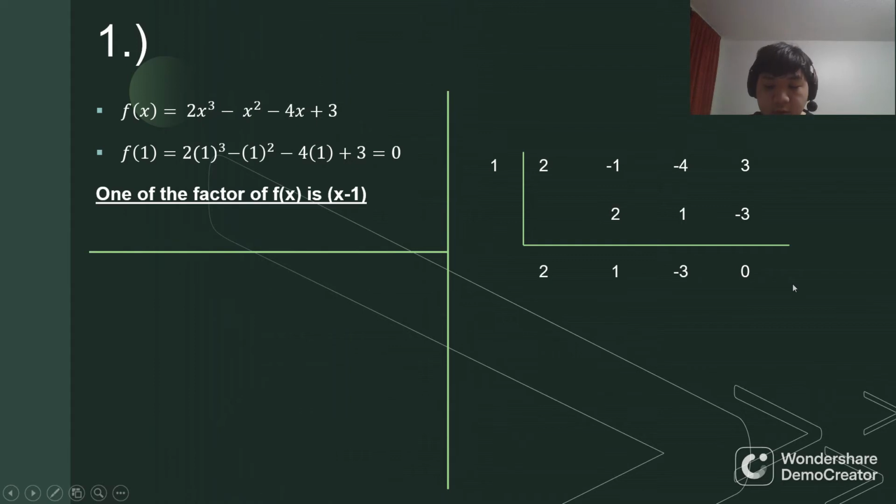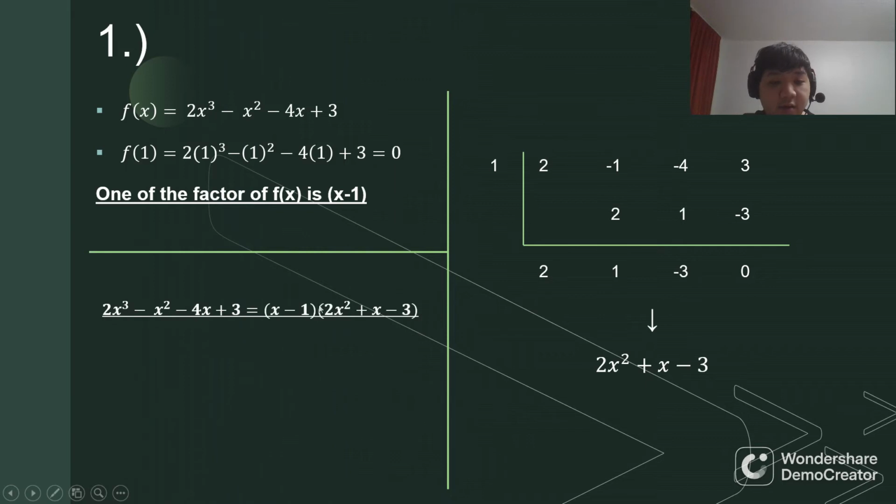So putting that into an actual equation and following the coefficients given above, that gives us the equation 2x squared plus x minus 3. This is the factor that is needed to multiply by x minus 1, or the factor that we had before, in order for us to achieve the expanded version of f(x). So we can safely say that the factorization of f(x) is x minus 1 times 2x squared plus x minus 3.